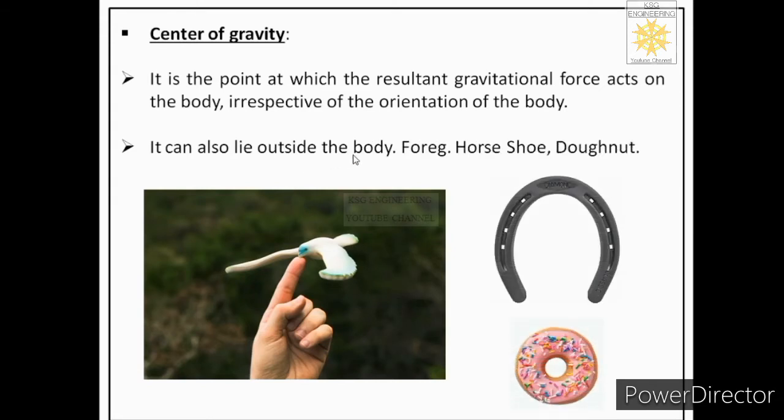It can also lie outside the body, like centroids. A few examples are the horseshoe and the donut. In the case of the horseshoe, the centroid or center of gravity will lie somewhere over here, which is outside the body. Similarly for the donut, the centroid will lie exactly at the center, which is again outside the body.